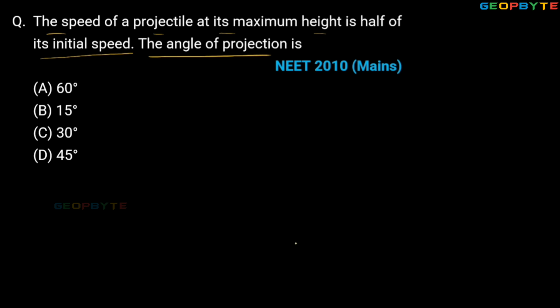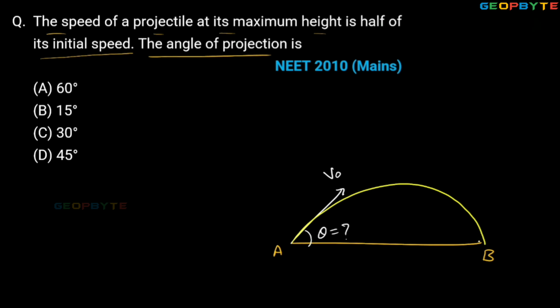It is like this. Again, let us take the reference line. AB is the reference line. Let us project a particle with initial velocity v naught at an angle theta. This theta is equal to how much? And the projectile motion can be marked like this from A to B. C is the highest point. It is given that the speed of the projectile at its highest point is half of the initial speed.